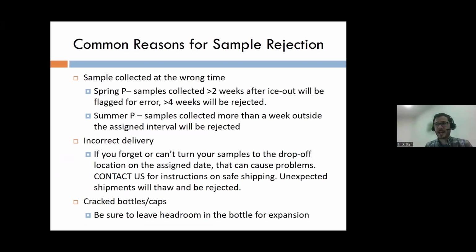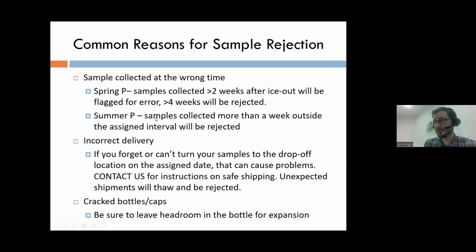So just kind of coming to the end to talk about what could go wrong. One of the big things is that phosphorus is collected at the wrong time. So for spring phosphorus, if samples are collected beyond 2 weeks after ice out, we'll flag it for potential error. If it's collected over 4 weeks after ice out, we'll reject it altogether and it won't be analyzed. This is for data quality and consistency, which is why we're strict with this, because phosphorus 4 weeks after ice out may be very different from 2 weeks because stratification may be setting in.